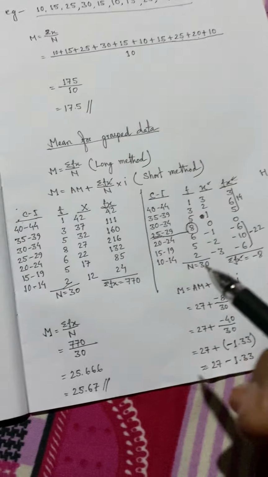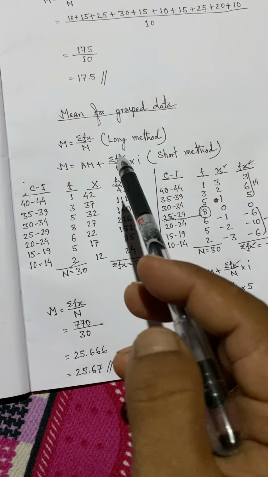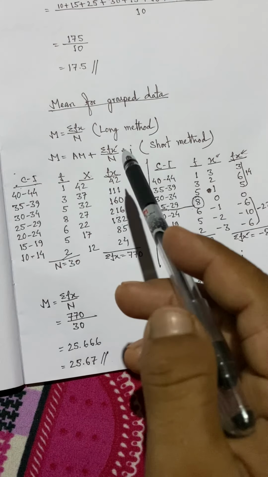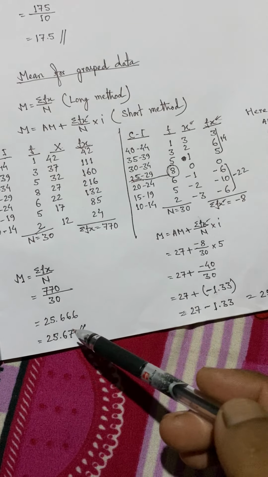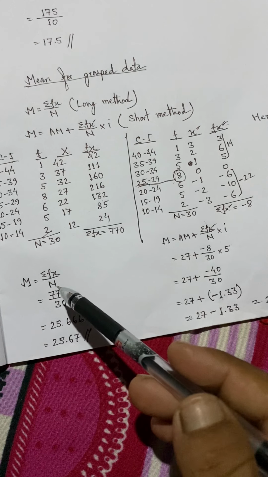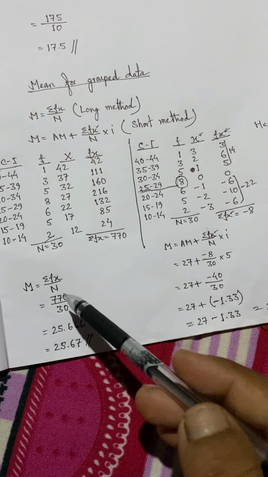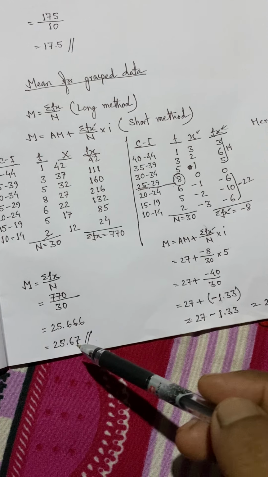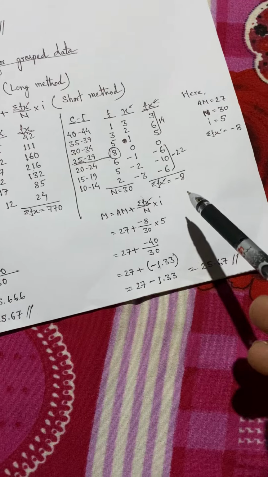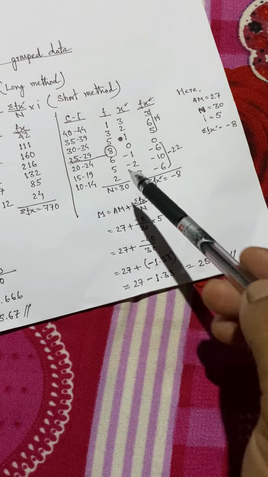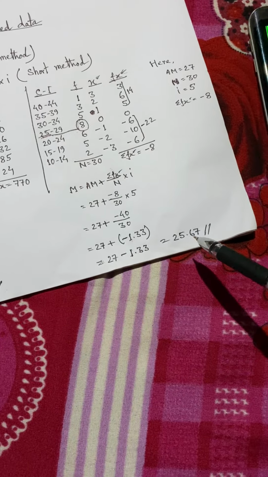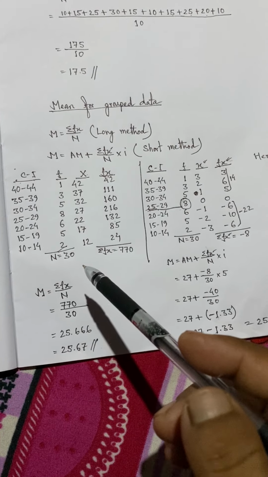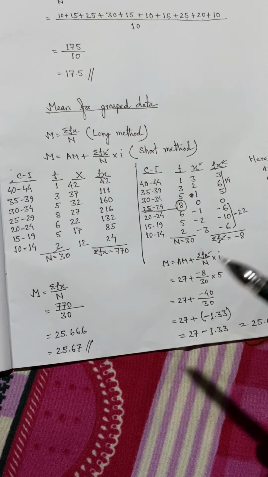Now you see, both formulas are different, the long method formula and the short method formula. The method is also different, but the answer is the same. When you calculated the mean by the long method, we got 25.67, and when we found the mean by the short method, then also we got 25.67. Both answers are the same. Are you getting it? Is it clear?